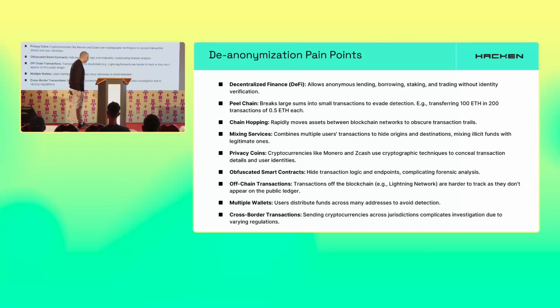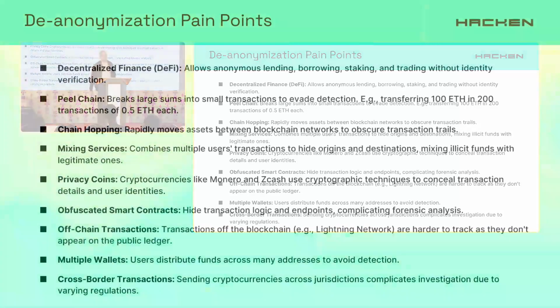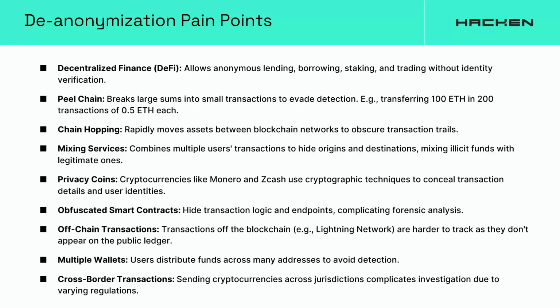And these are the pain points. Why is it not easy to de-anonymize a user right now in protocols? First of all, the decentralized DeFis. Of course, in DeFi there is no KYC. So if someone is removing money from there, we're not going to track it down easily, at least.